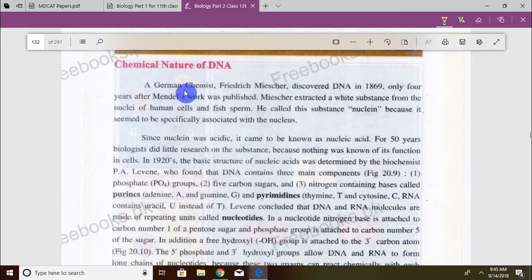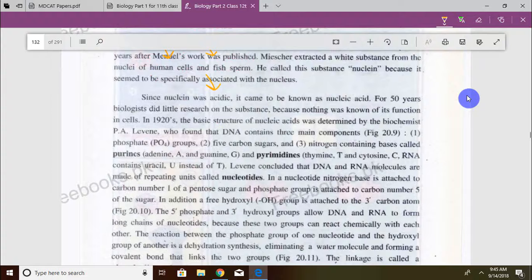Right, we have a German chemist and he discovered DNA and he extracted a white substance from the nuclei of human cells and from fish sperm. And he called the substance nuclein because it appeared to be associated with the nucleus. And because it was acidic, it came to be known as nucleic acid.